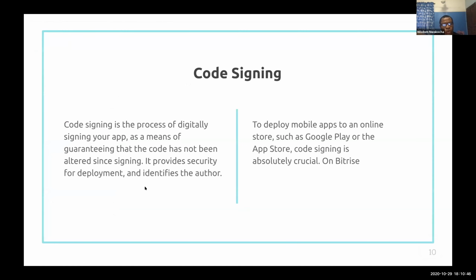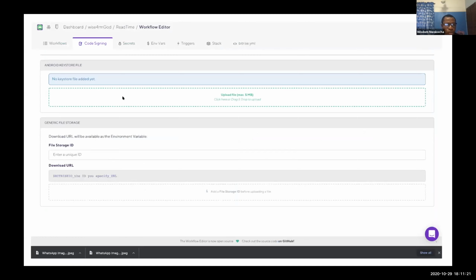Okay, so let's go to the next one, which is code signing. Code signing in Bitrise is the process of digitally signing your app as a means of guaranteeing that the code has not been altered. Just like in Android Studio, where you want to sign your app to put it on Play Store, Bitrise has that feature in their platform where you can drop your signing file so it can be easily done for you to push to Play Store. To deploy our apps on an online store such as Google Play or Apple Store, code signing is absolutely crucial. So this is it on the Bitrise platform. You just have to take your keystore file and upload it here, and that's it.